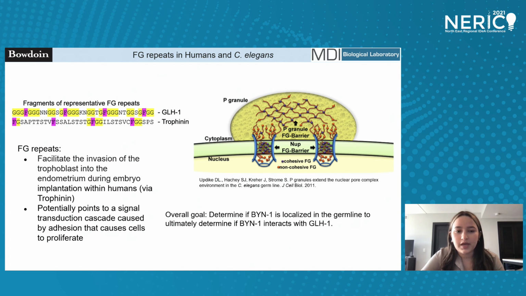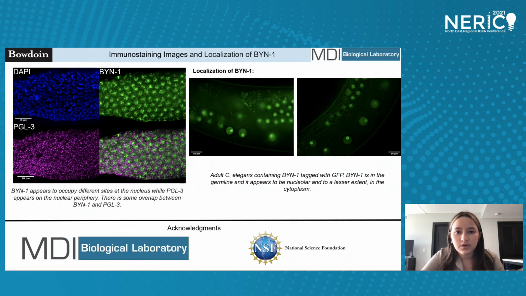Our overall goal then was to determine if BIN1 is localized in the germline to begin characterizing it. To pursue this goal, we tagged BIN1 with a green fluorescent protein using CRISPR, which showed us that BIN1 is mainly in the nucleolus of germ cells and to a lesser extent the cytoplasm. We also conducted an immunostaining to visualize the proximity of BIN1 and the P granules, which showed that there might be some overlap between the two.